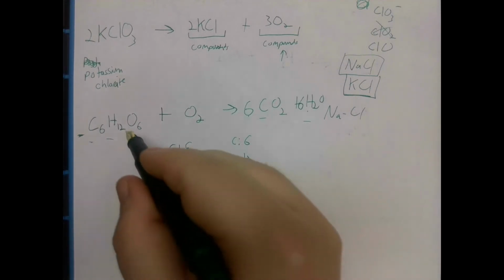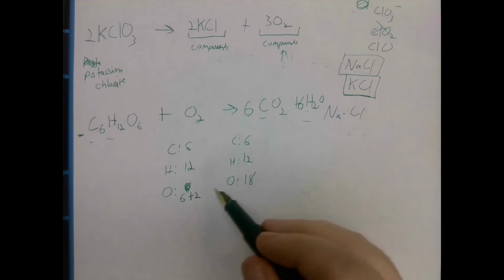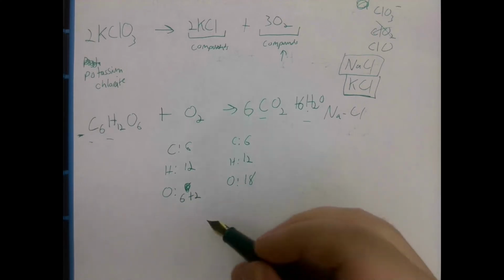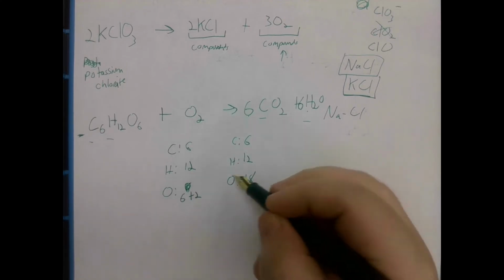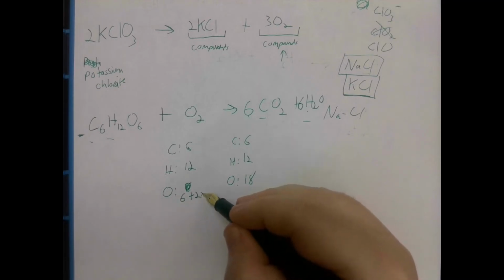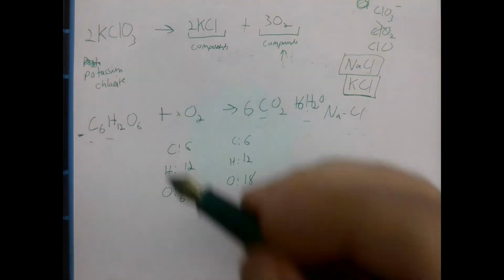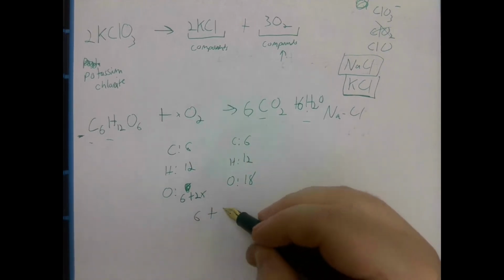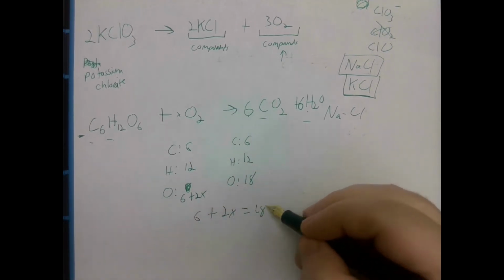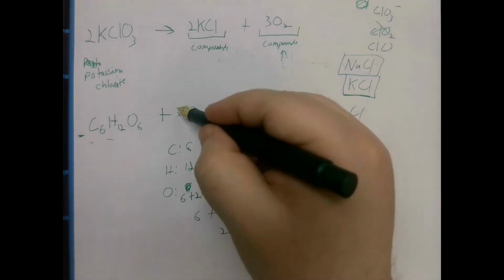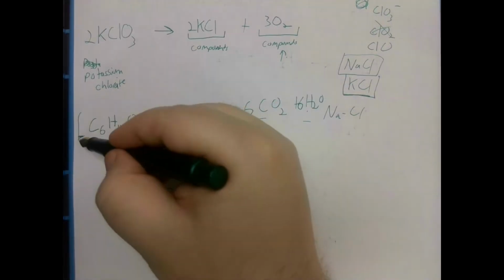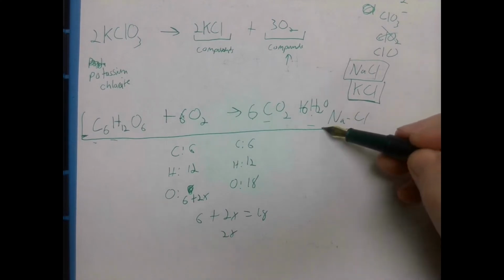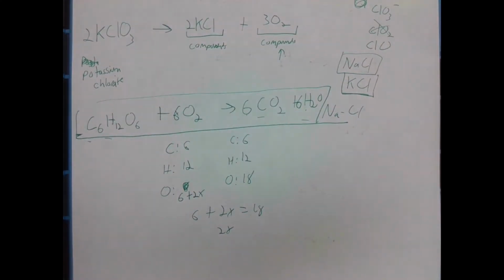So I need... Luckily, the only thing that's missing, or unbalanced, is the oxygen. So I need 6 plus 2 times x. So here's my x. What do I need to make x to make the 18 in this? So I have 6 plus 2 times x is equal to 18. So we need 6. I need 6. So that's the balanced equation for this equation.